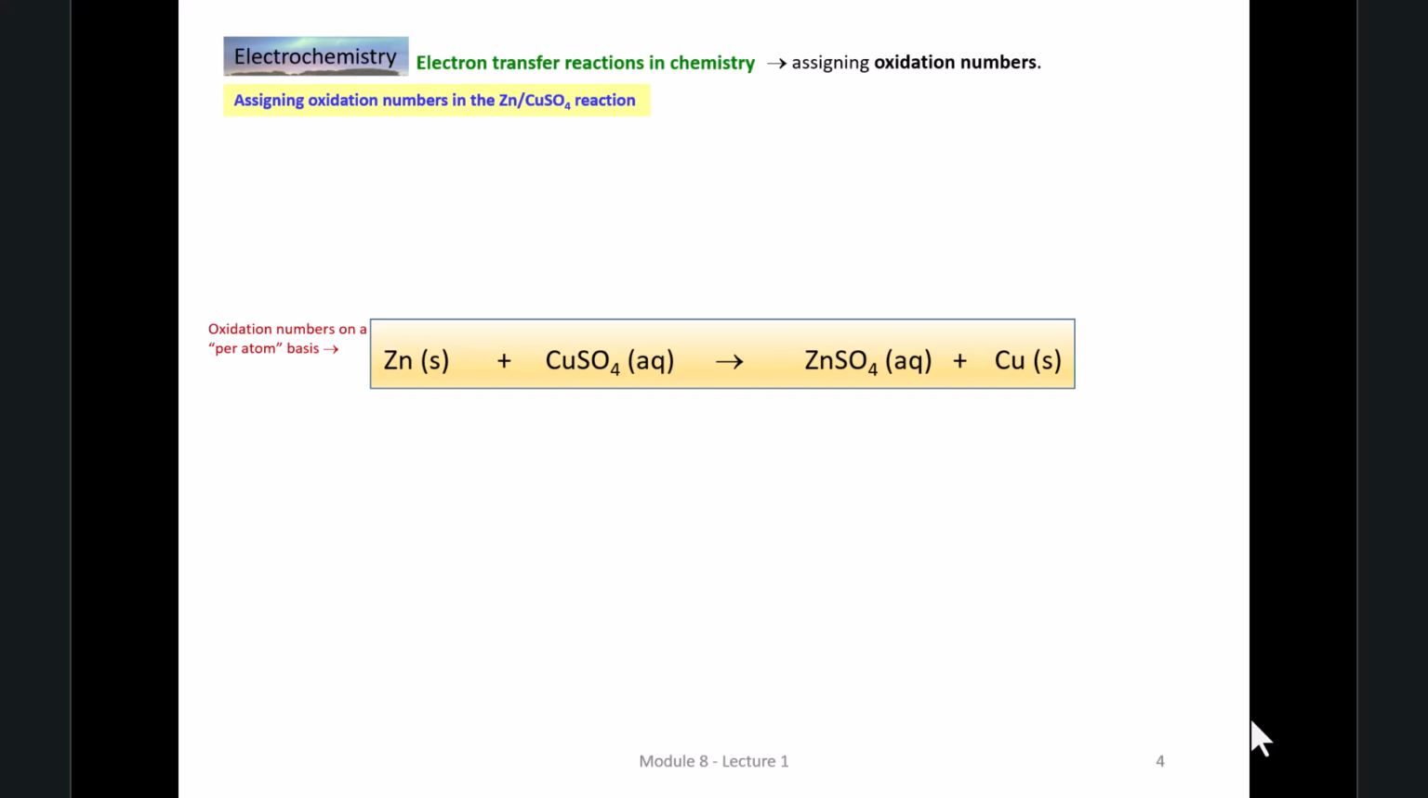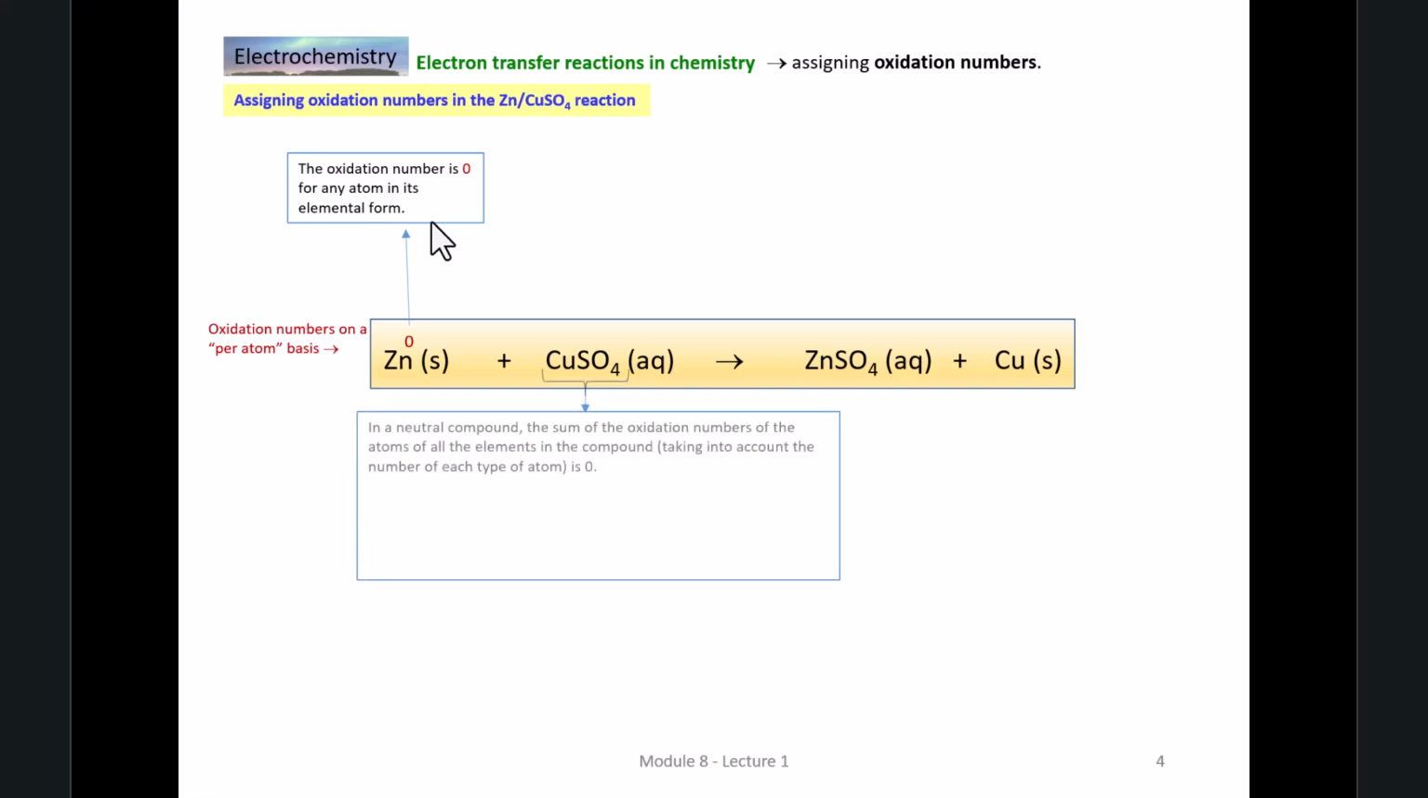The oxidation number of zinc solid here is 0 because zinc is in its elemental form, and the oxidation number is 0 for any atom in its elemental form. Well, how about copper sulfate? Well, remember, in a neutral compound, which is what copper sulfate is, the sum of the oxidation numbers of the atoms of all the elements in the compound, taking into account the number of each type of atom, is 0.